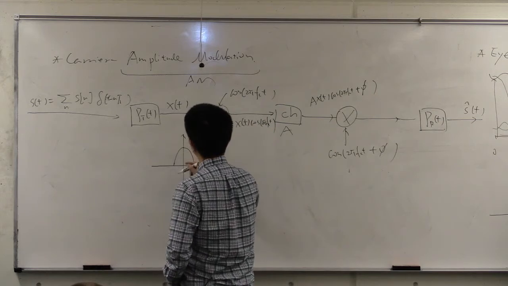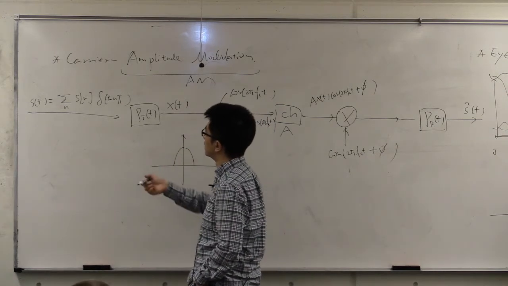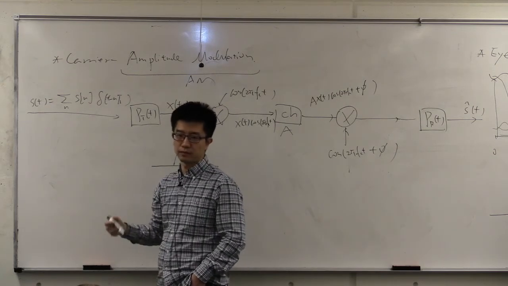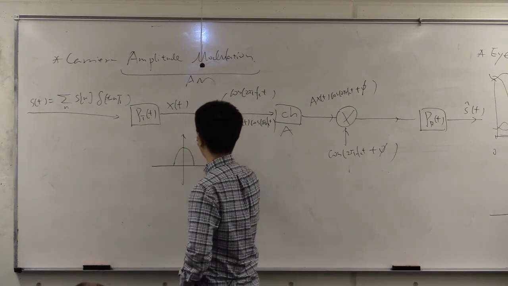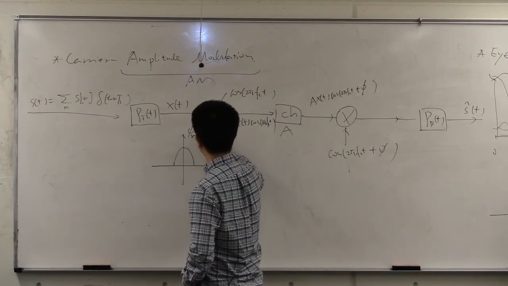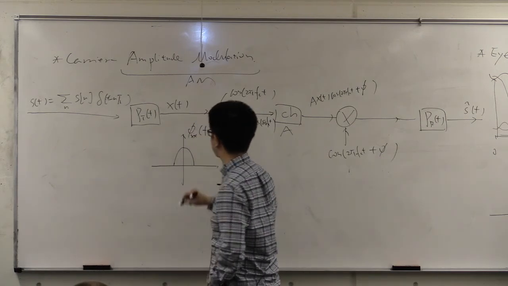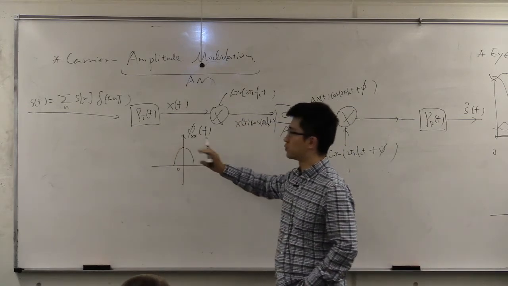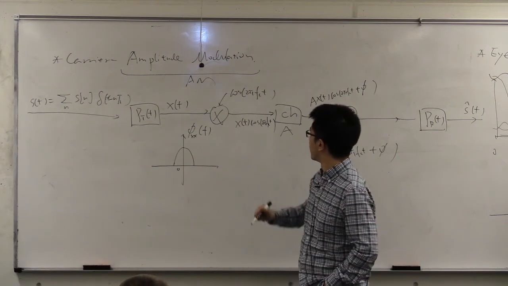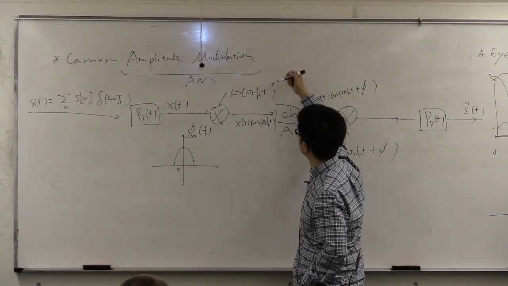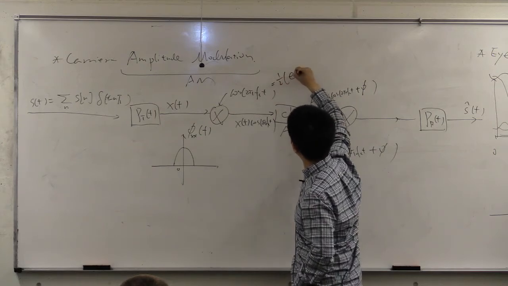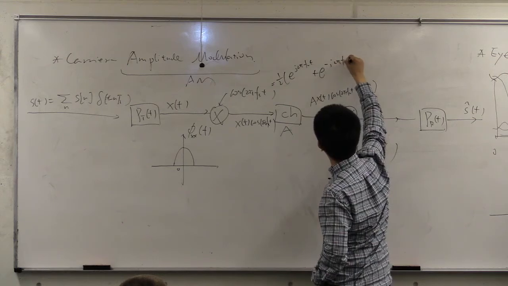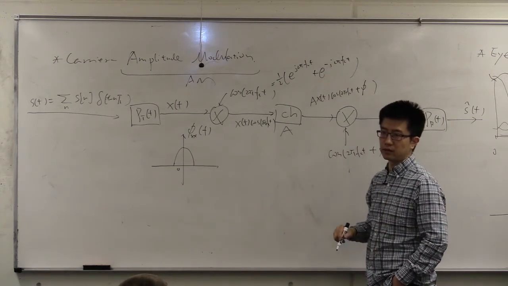So let's consider the general case, where Sn is a random process. Let's consider the power spectral density here, phi xx. When we consider power spectral density, let's say it looks like that. And then we know the cosine function is what? It's half e^(j2πfct) plus e^(-j2πfct), right?